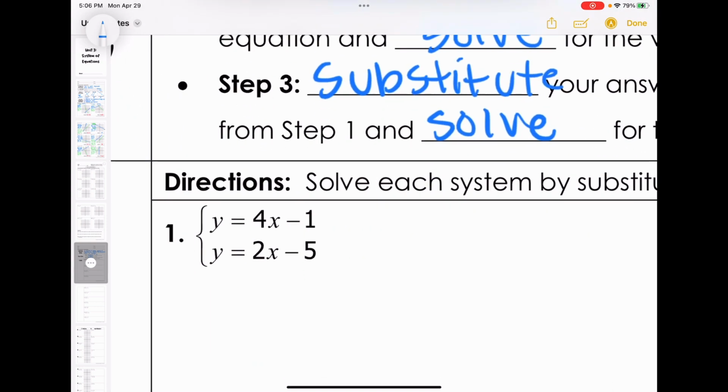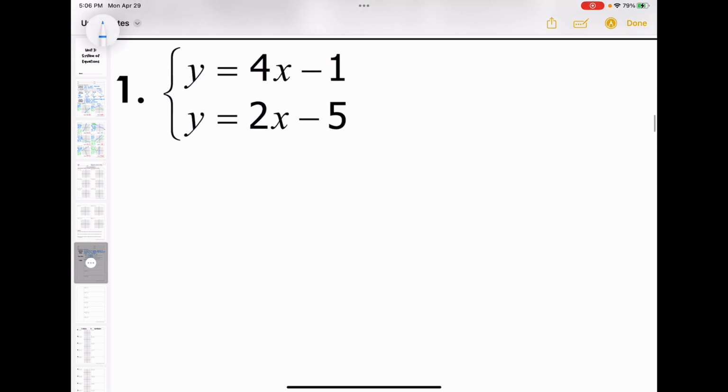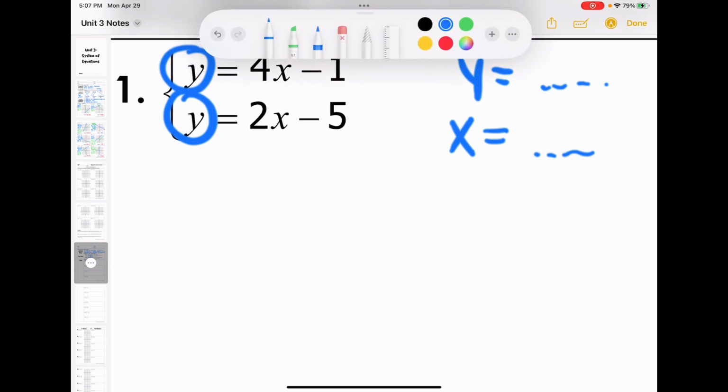All right, so let's look at the first example. I'm going to go through each of these talking about the steps so that you can get used to how the steps work, so that it'll just become a routine for when you see something like this. So step 1, solve one equation for x or for y. So that means you want your equation to say y equals something or x equals something. If you look at these two equations we have, they're both solved for y. So we can move on to step 2.